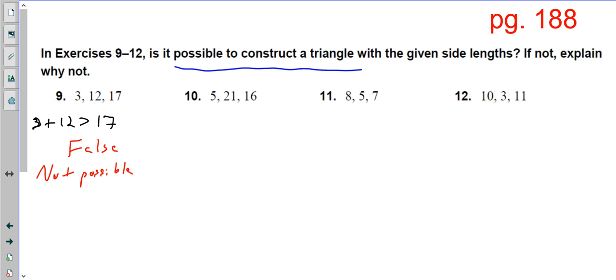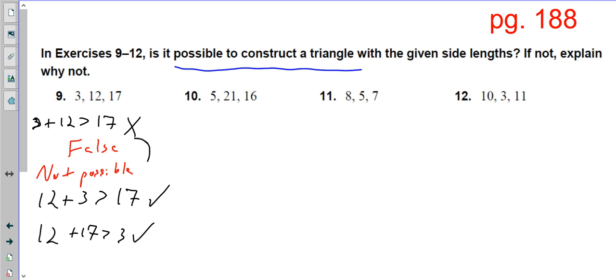Okay, notice if we did continued or we did a different order, we would see that, okay, 12 plus 3 is greater than 17, which is true. And we can see that 12 plus 17 is greater than 3, and that's true. But just because we got one false statement, we know it's not possible for a triangle.